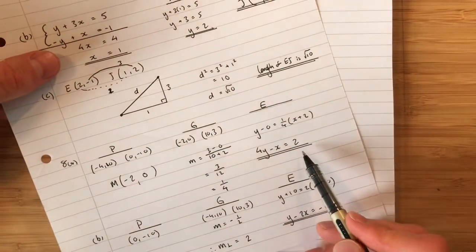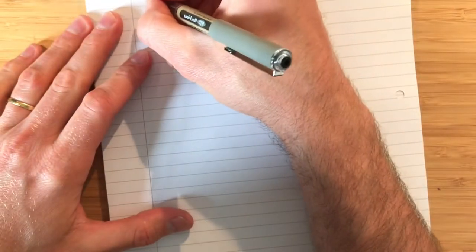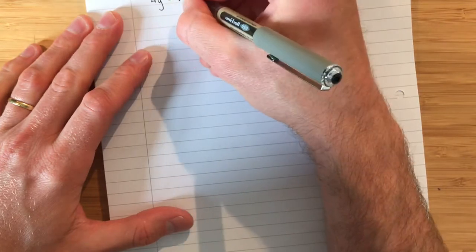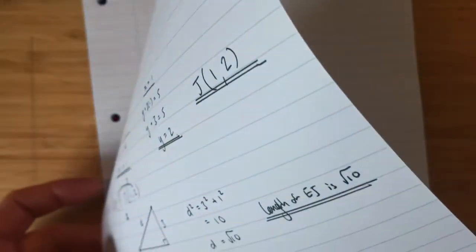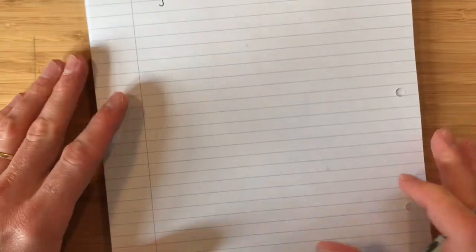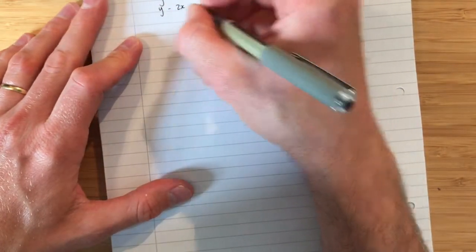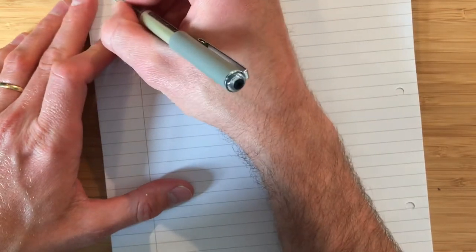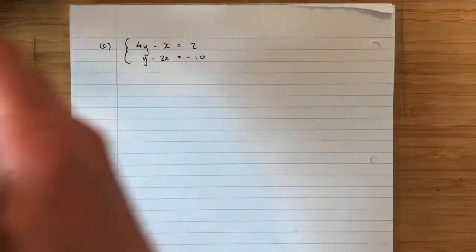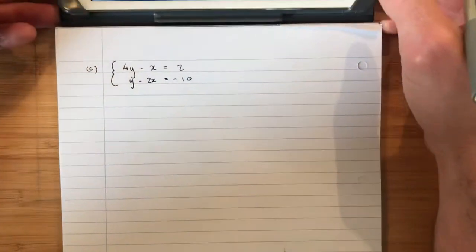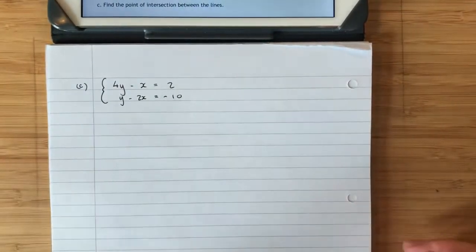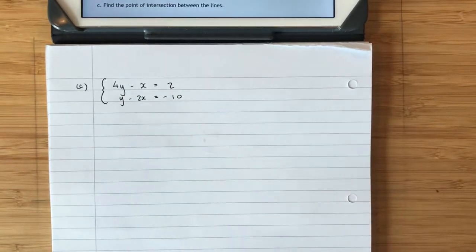So let's go over the page and do that. Simultaneous, the equations. 4y minus x equals 2 and y minus 2x equals -10. 4y minus x equals 2, is what I said? Yeah, and y minus 2x equals -10. This is part C. Let's find the point of intersection between the two lines. Okay, so simultaneous equations.